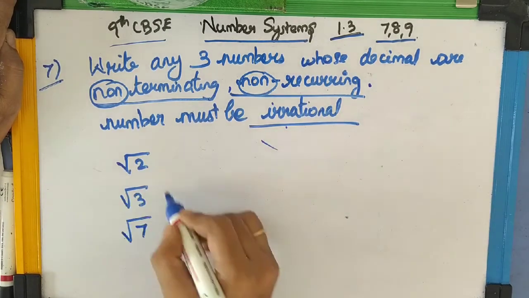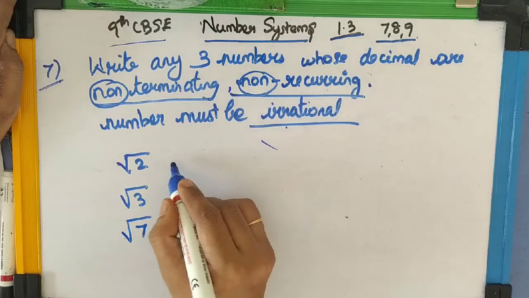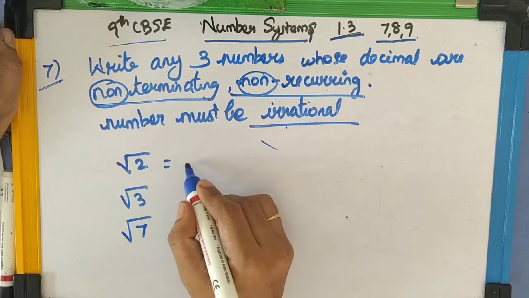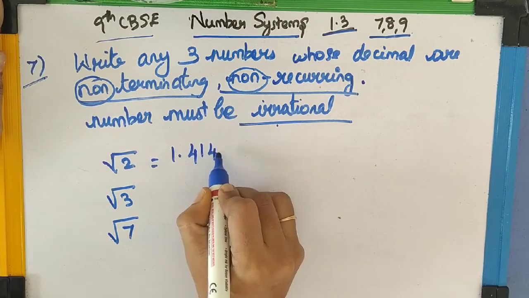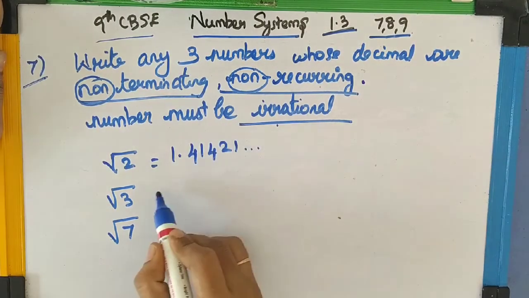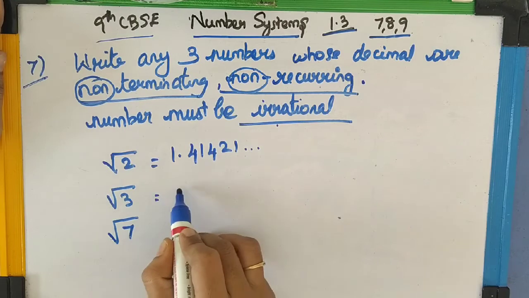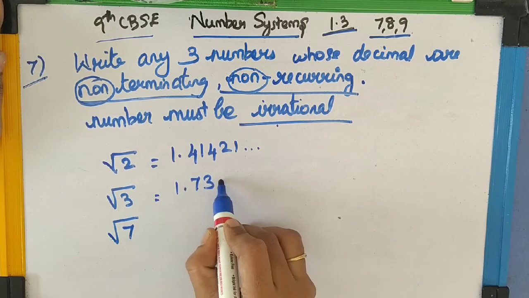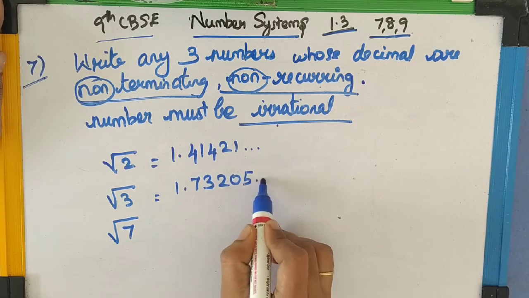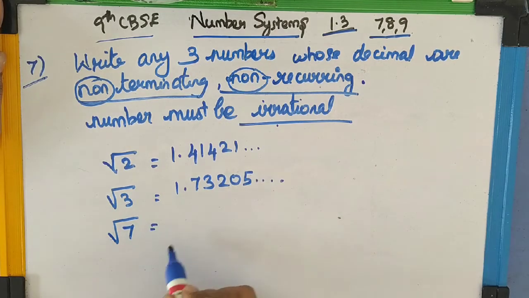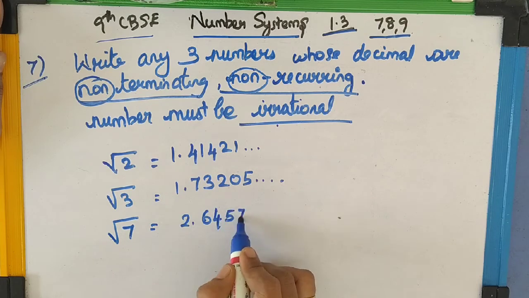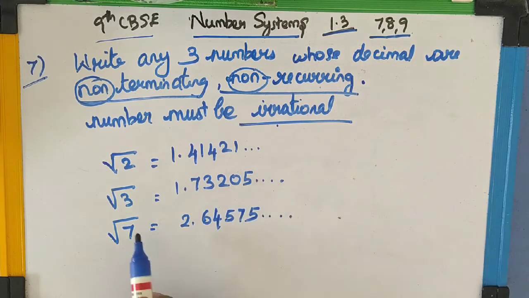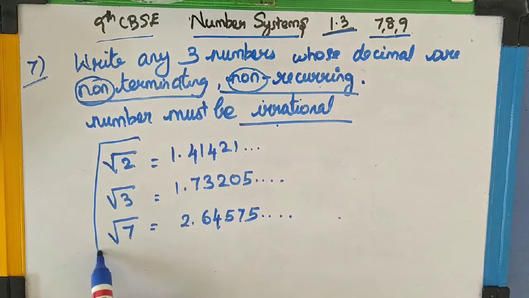Yes, square root of 2, square root of 3, square root of 7, all are irrational numbers. What is the value of square root of 2? It is 1.41421 and it goes on. What is the value of square root of 3? 1.73205 and it goes on. What is the value of square root of 7? 2.64575 and it goes on.